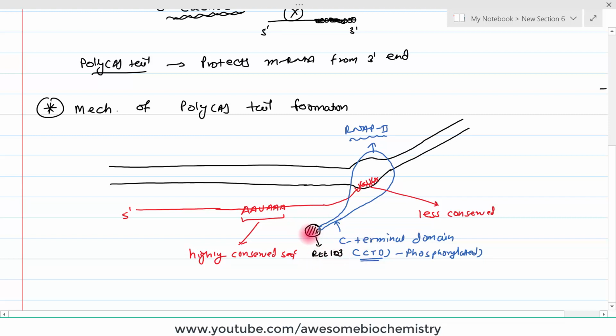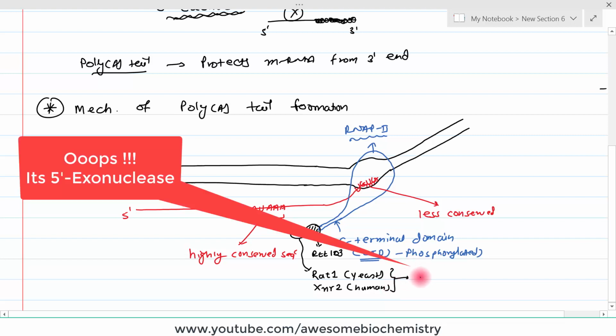This RTT103 recruits one more protein, whose name is RAT1 in yeast, and the structurally similar protein known as XNR2 is found in human. So if you are discussing yeast, it is the RAT1 protein, and if you are discussing human, it is the XNR2 protein. Both are structurally and functionally similar. Basically, they have endonuclease activity.